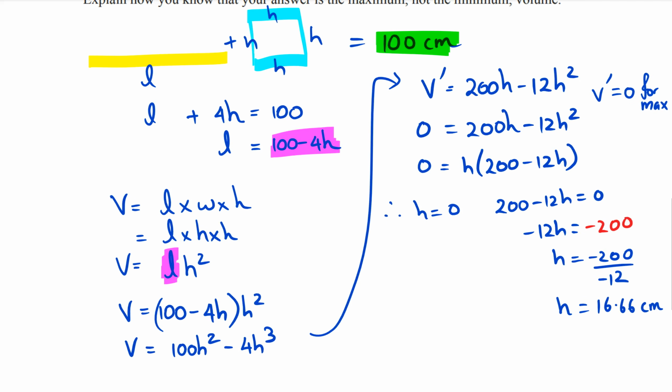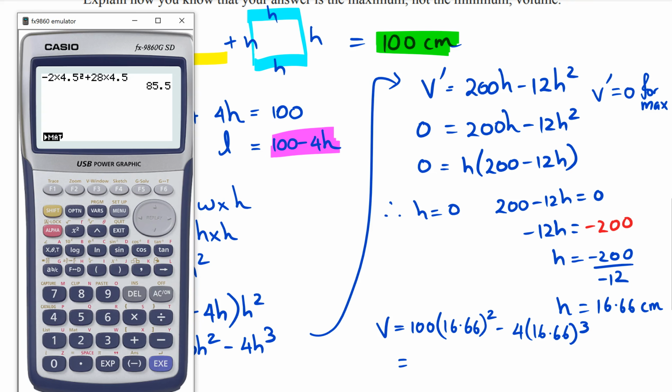So we're going to go back and put in the volume equation. So we've got 100 multiplied by 16.66 squared minus 4 times 16.66 cubed. And you end up with a volume of 9,259, but I'm just going to double check that. So you got negative 200 divided by negative 12. Always a good idea not to round up your answers, guys.